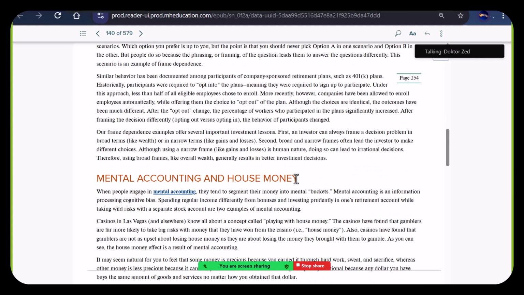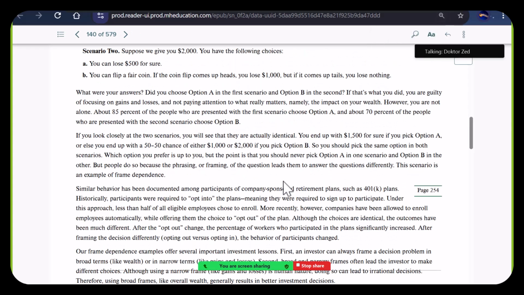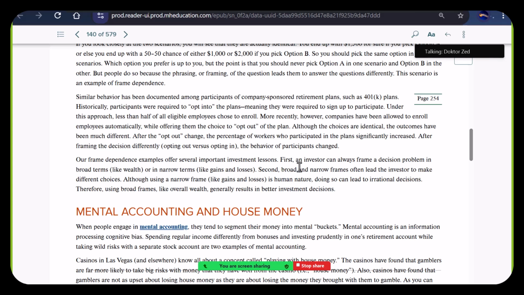And similar behavior, this actually kind of changed the law, happens in company 401k plans. In the old days, in order to get into a 401k plan, you had to opt into the plan, which means you had to sign up. And under this approach, typically a low percentage of eligible employees chose to enroll. And a lot of times there is even matching. For example, at EKU, I'm not on the KTRS, I'm in the equivalent of 401k. I put in 6.16% of my salary, and EKU matches that with another 10%. Rather nice. But I don't have to do anything in that plan. EKU simply puts me into that plan.